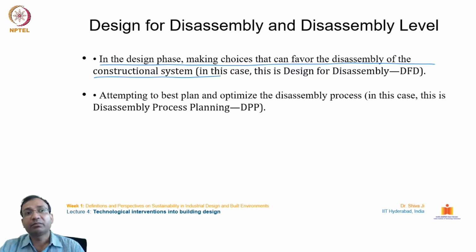And design for disassembly and disassembly level. So in the design phase, making choices that can favor the disassembly of the constructional system. In this case, this is design for disassembly, DFD. Attempting to best plan and optimize the disassembly process. In this case, this is disassembly process planning, DPP.